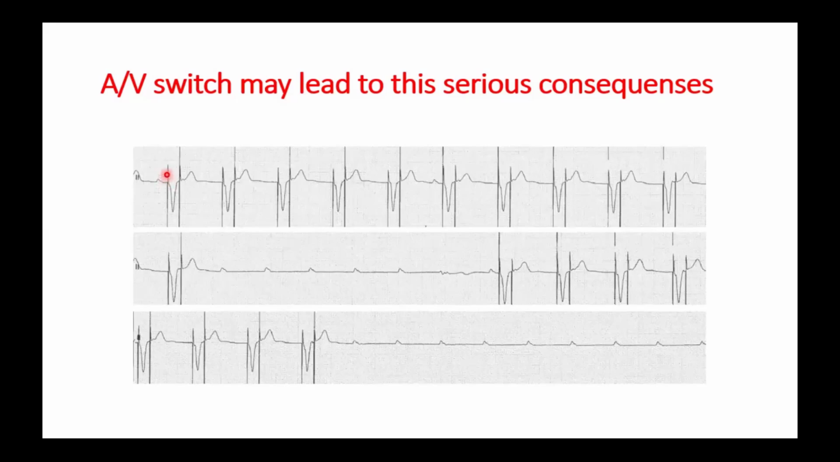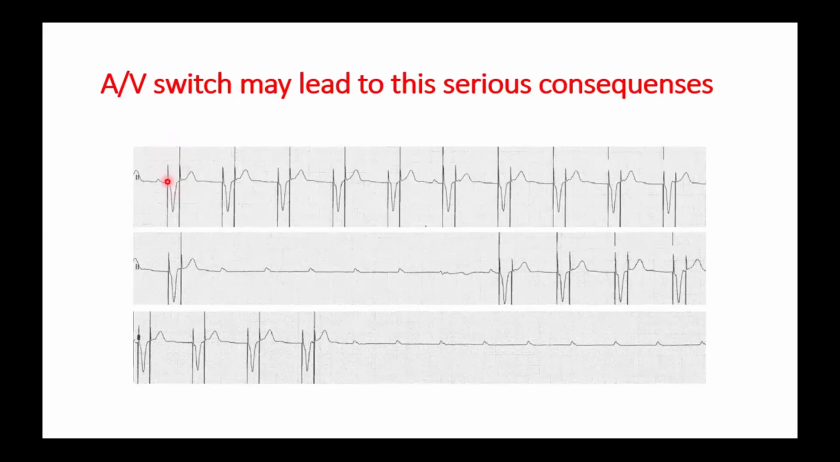This is for the device, atrial based: V pacing, A pacing, V pacing. But A pacing, because the atrial lead is in the ventricular port, it is delivering the impulse into the ventricle. Yes, the ventricular port is in the atrial.